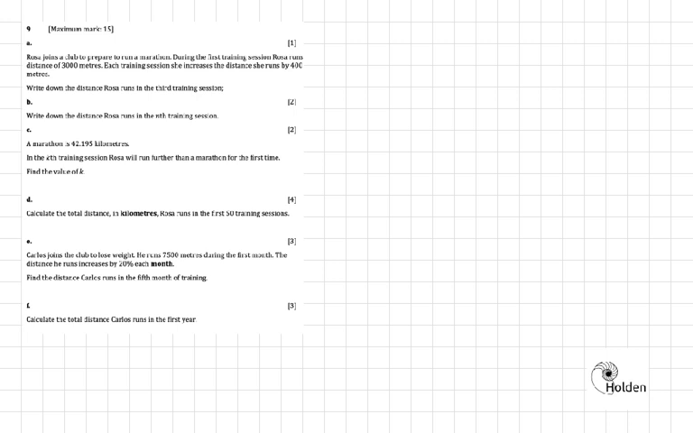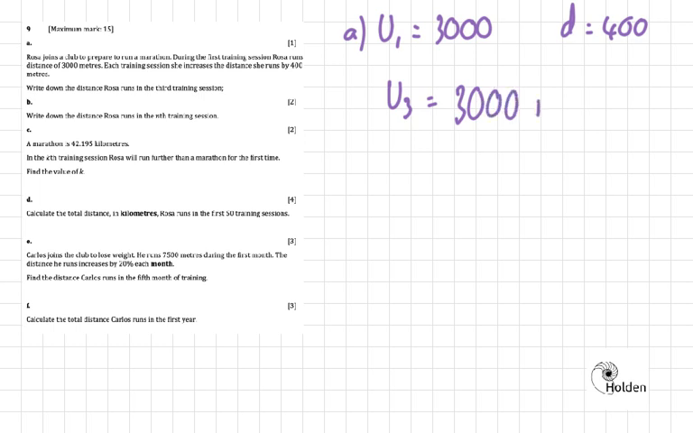Write down the distance she runs in the third session. Okay, so let's go with A. Well, we know that U1 is 3,000. D is 400. So we want U3. And U3 is equal to 3,000 plus 3 minus 1 times by 400. We've got substitution into a formula there. But just working it out straight away on the calculator, 3,800 meters is our A1.